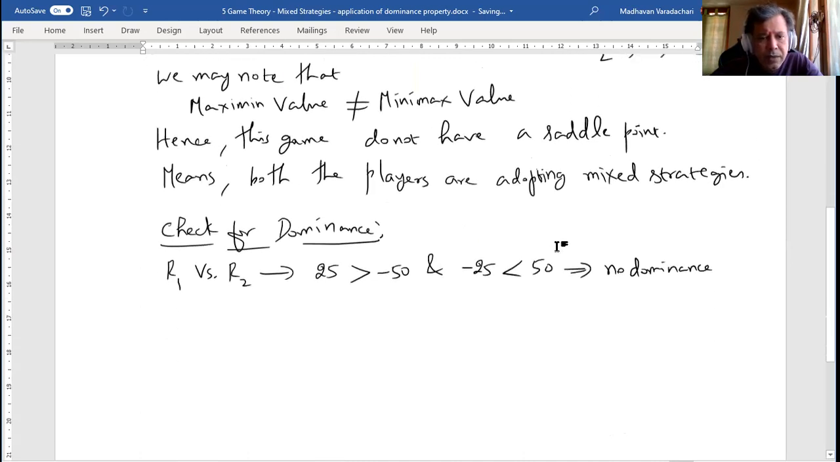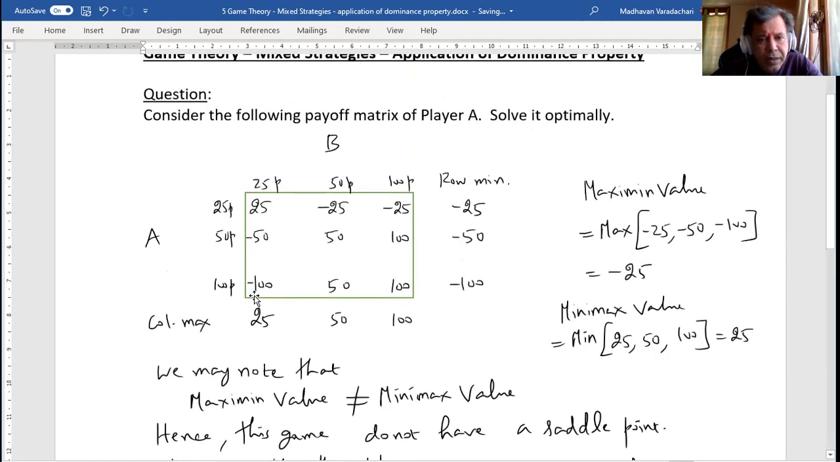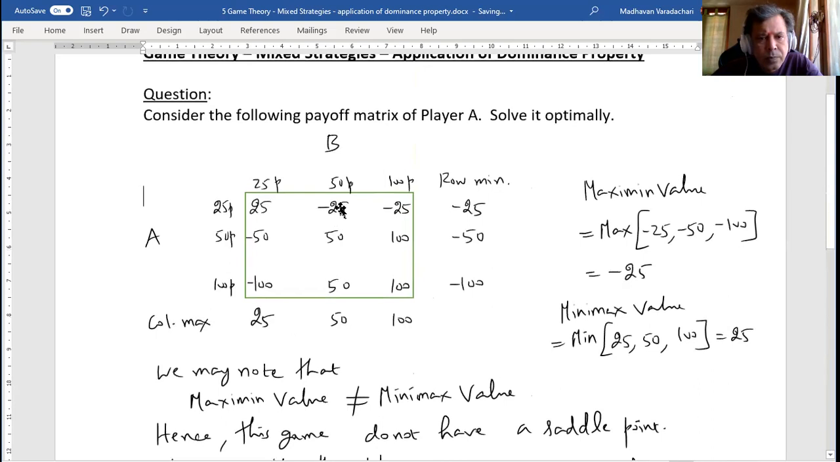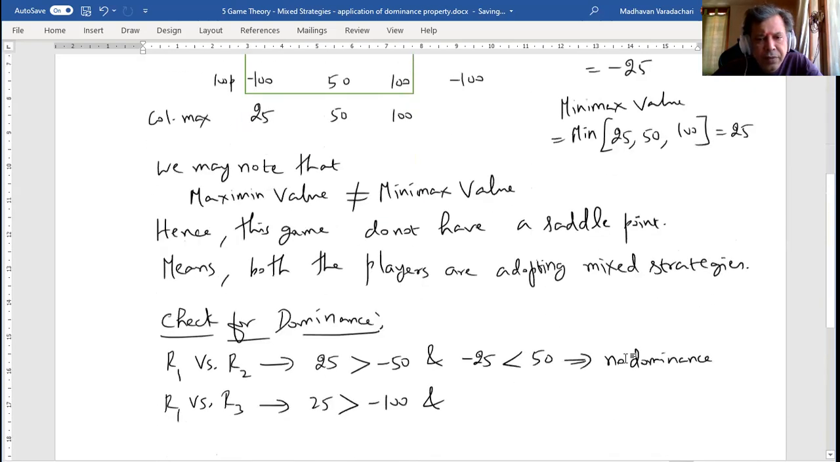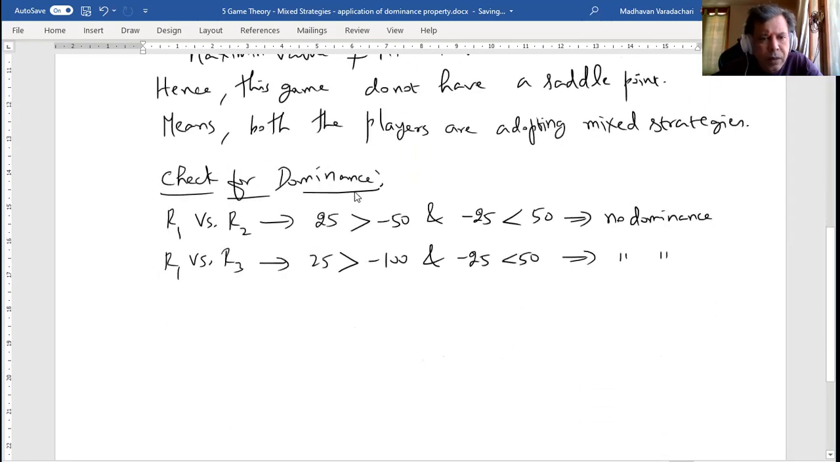Then let us compare row 1 versus row 3. 25 is larger than negative 100, and negative 25 is lesser than 50. Again, no dominance.